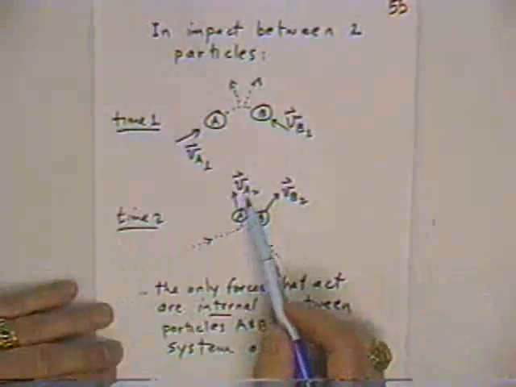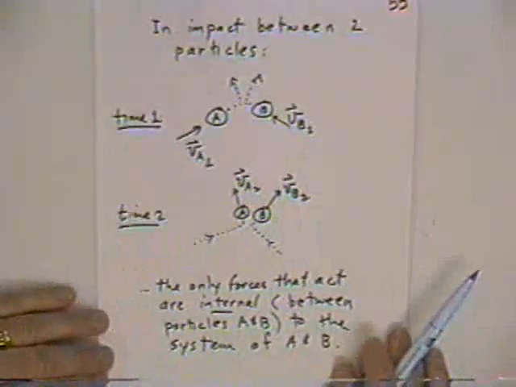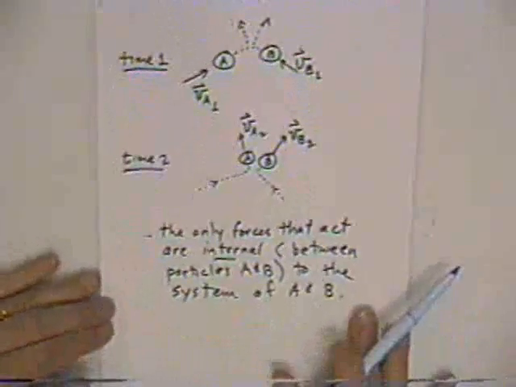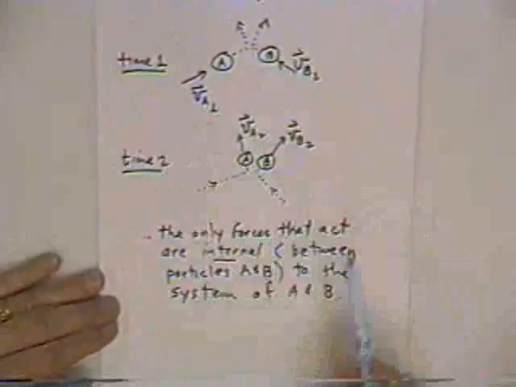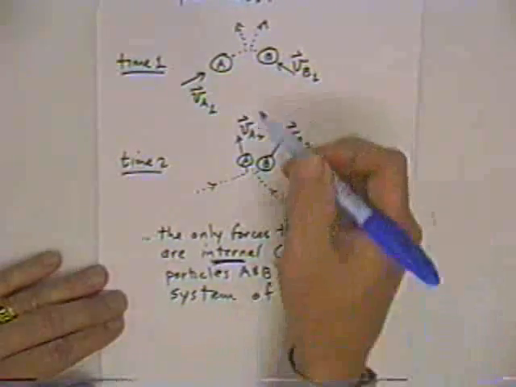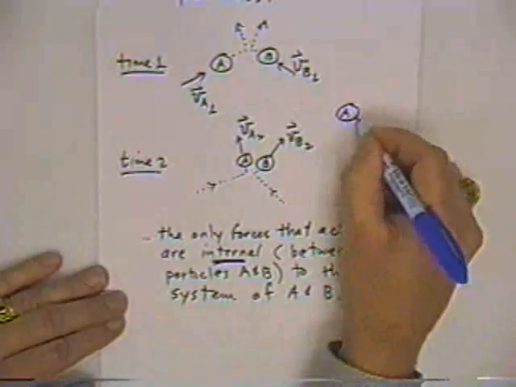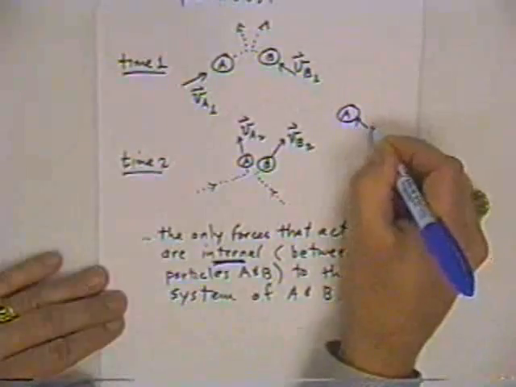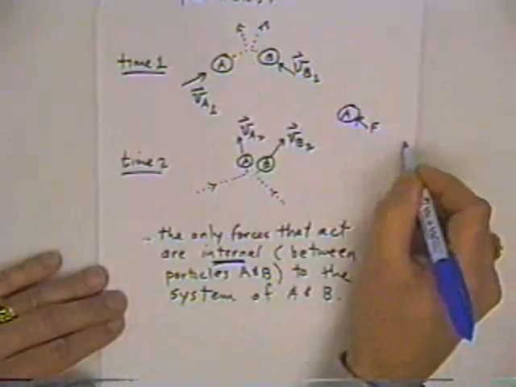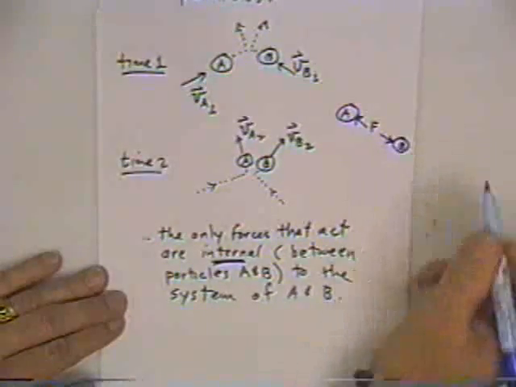At time 2, the velocity of A is denoted VA sub 2. The velocity vector of B is denoted VB sub 2. A doesn't pass through B, you'll notice. The only forces that act in this interaction are internal. That means that if we draw a free body diagram of A during impact, we have a big force, which we might call F, that acts, and on B, the same force acts.